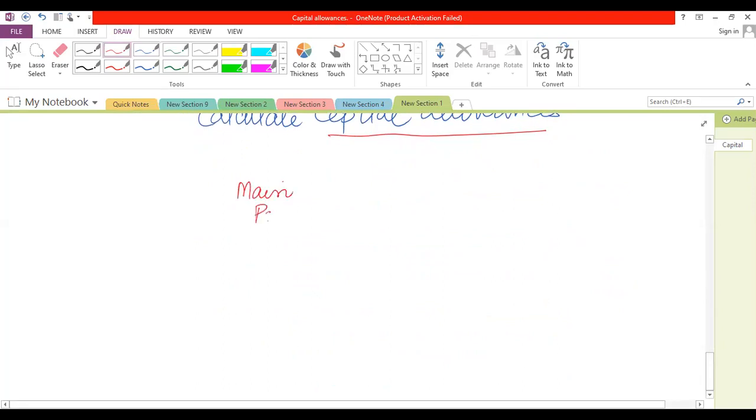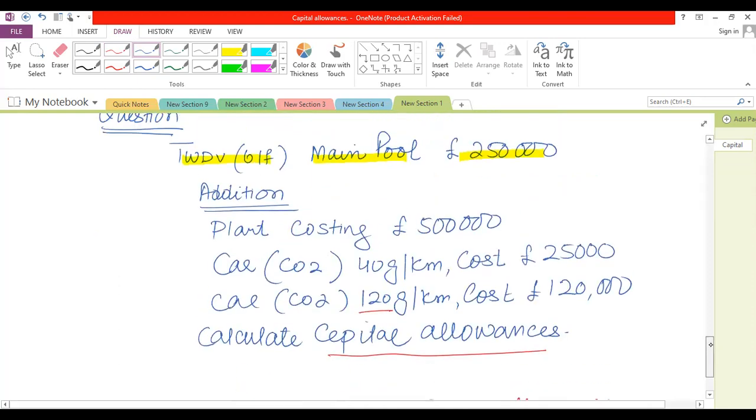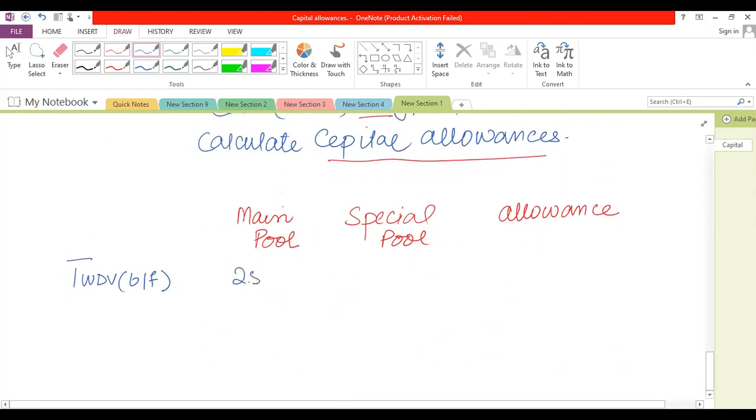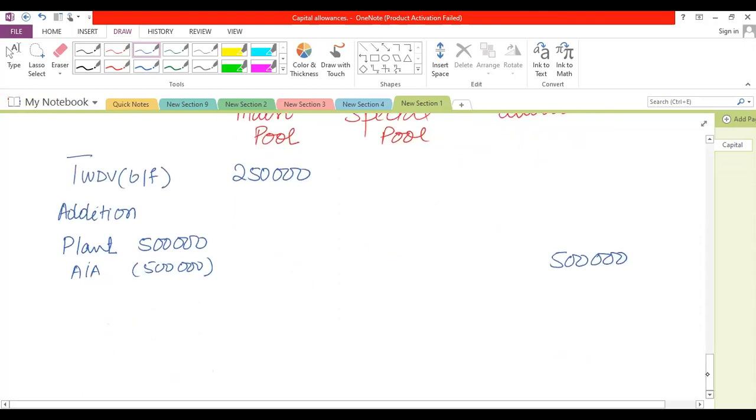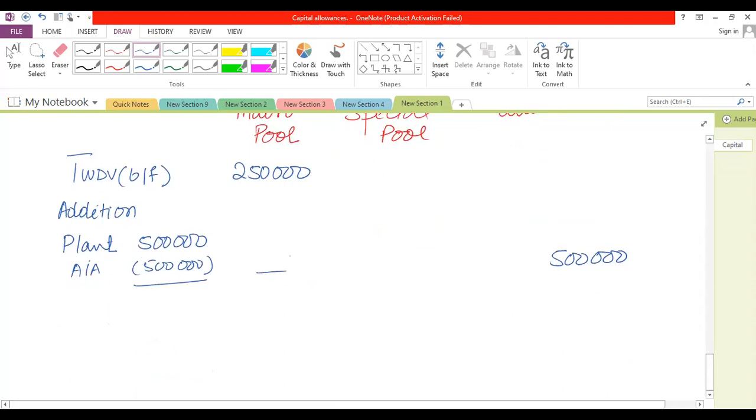So in this example, we have a main pool item, we have a special pool item, and allowance section. First of all, the TWDV brought forward value of the main pool, that is given as 2,50,000. Now we have addition. First one is plant having cost of 500,000. As the limit of capital allowance AIA is 1 million, so it means that whole value we can claim in this year as AIA, and then no amount will be transferred to the pool.